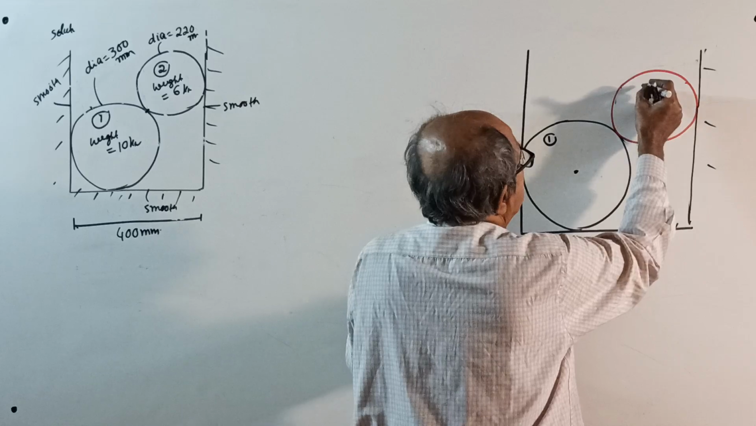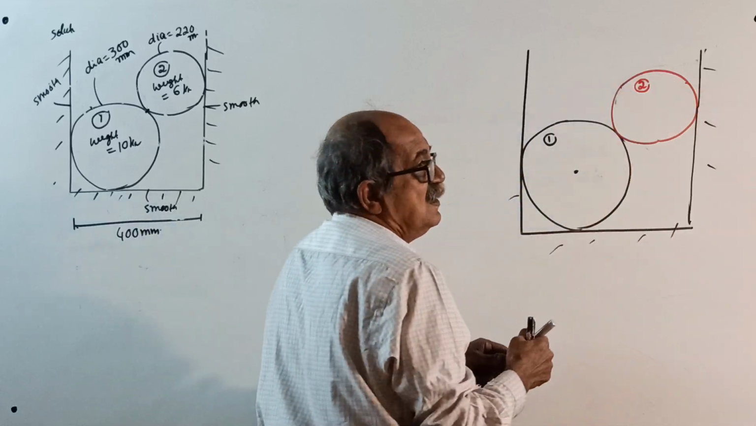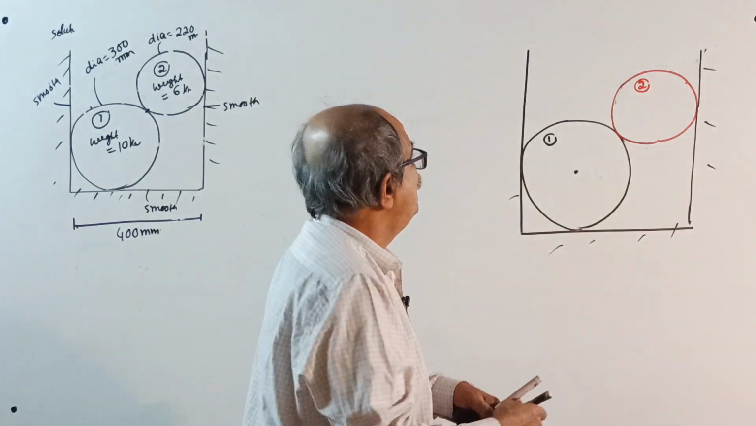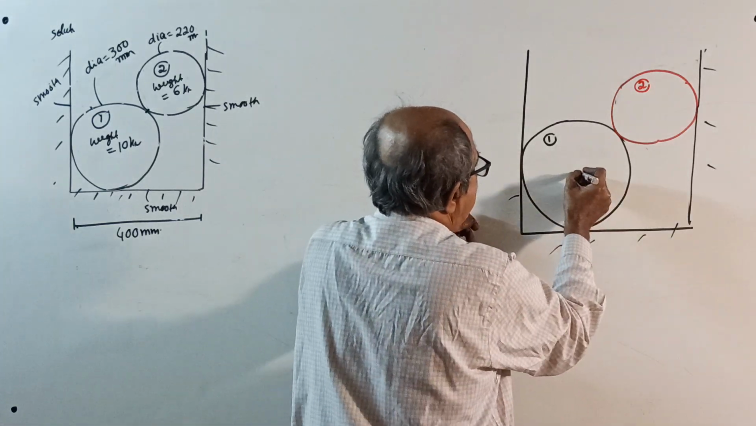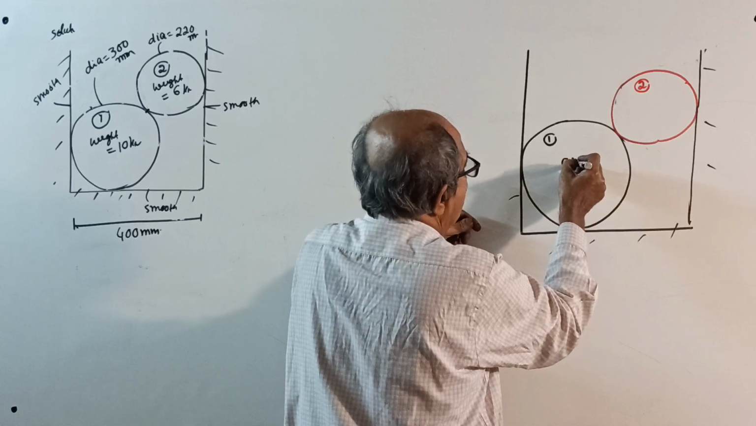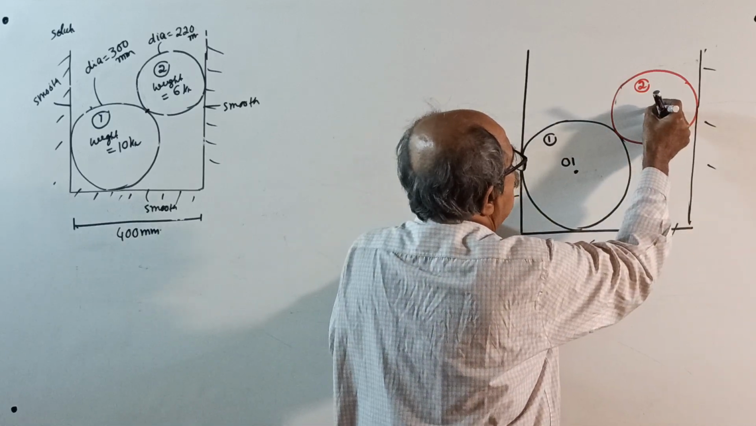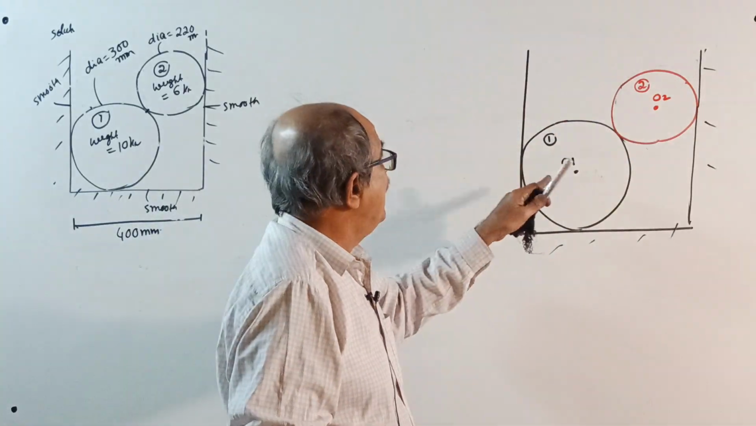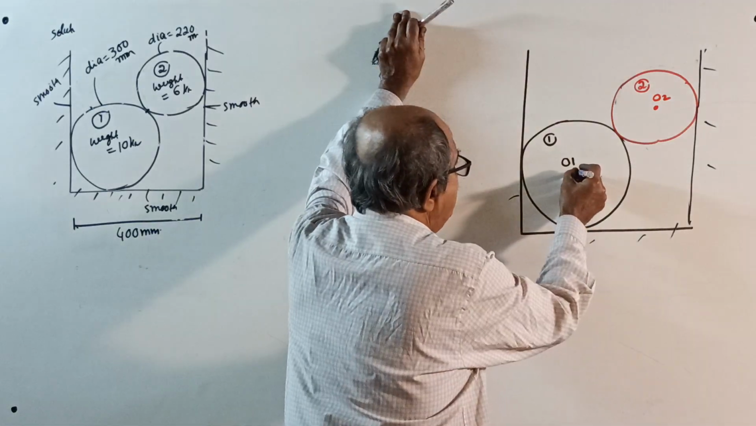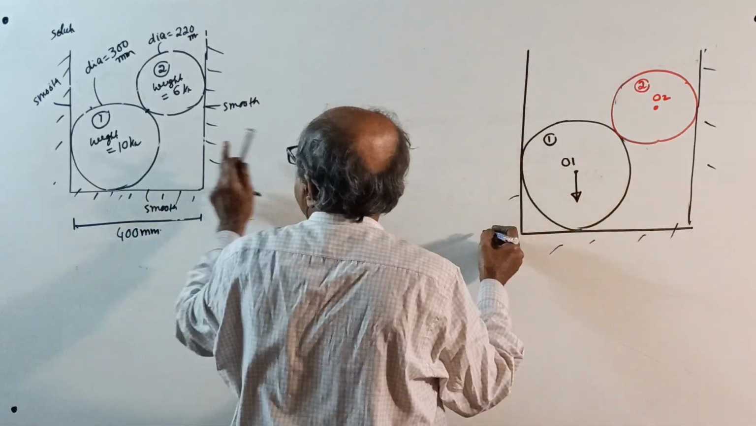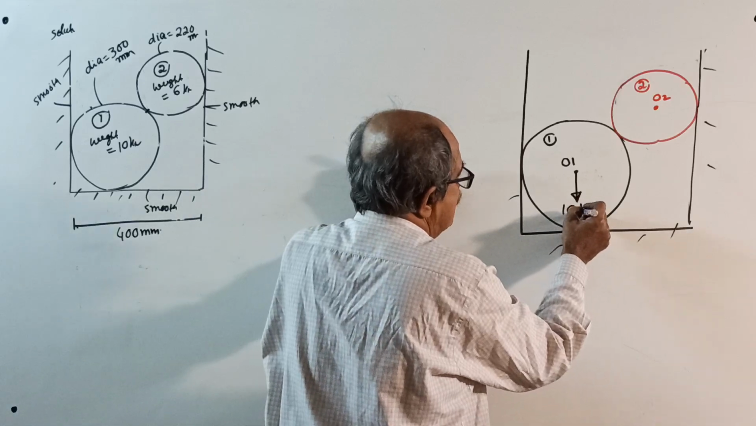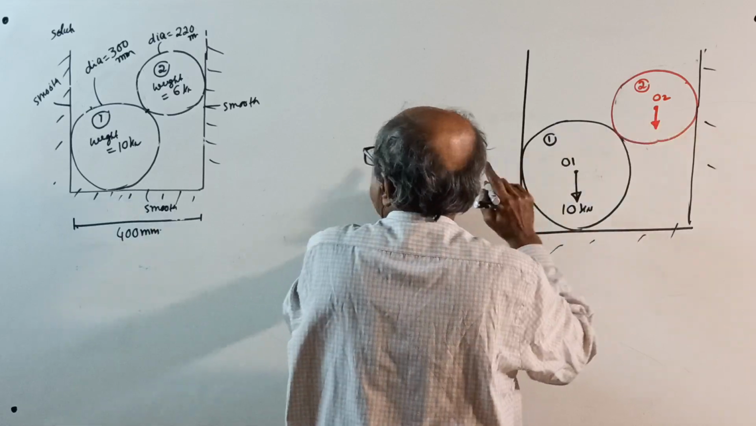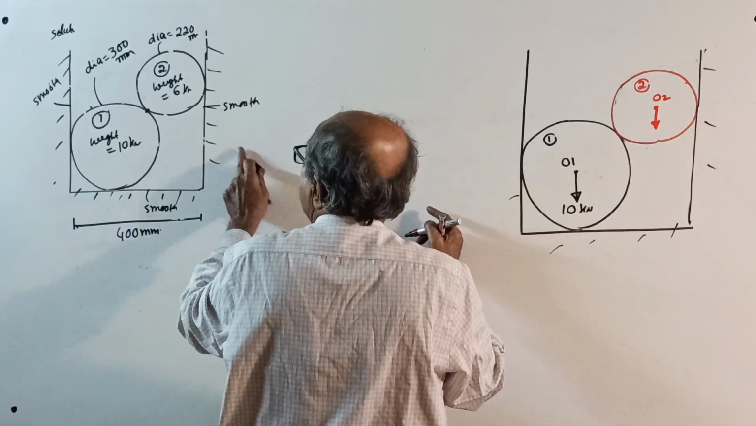Right, this is your cylinder number 2. Now see, what I will do is use respective colors. This side center I will call O1. This center I will call O2. Red color stands for second cylinder, black color for first cylinder. This weight is acting down, 10 kilonewton. This weight is acting down, 6 kilonewton. See, this time red is not for unknown, it is just a color difference.